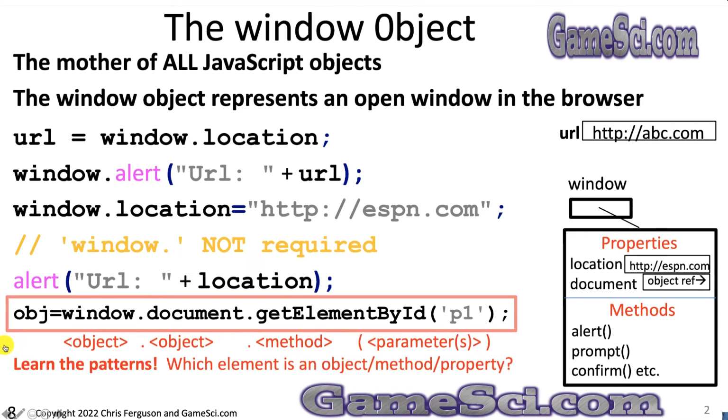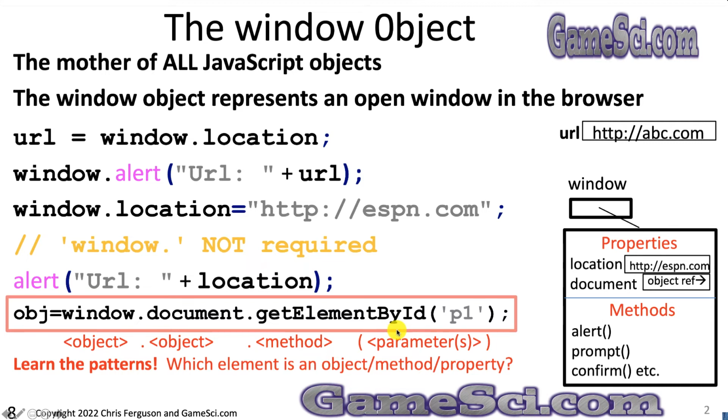Be object aware. Learn the patterns. Which element are we looking at here in the red box is an object? Which one's a method? Which one's a property? Turns out window is an object. We've established that before. Part of the window object is its document property, which also happens to be an object. Document is very clearly an object. Inside the document object is a method called getElementById.